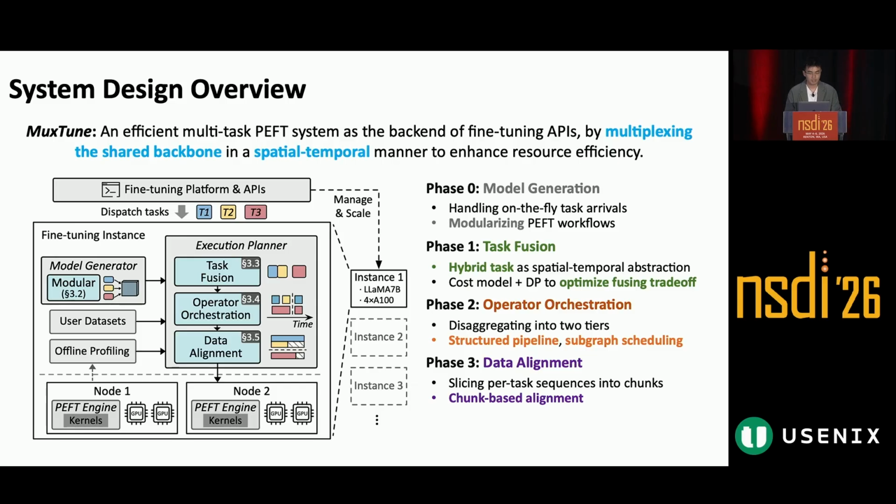Then we orchestrate the operators of hybrid tasks in 2 tiers, using a structured pipeline template to mitigate pipeline bubbles and subgraph-level scheduling to overlap communication in intra-stage parallelism. For a single hybrid task, we slice data into chunks and perform chunk-level alignment to remove ineffective padding while ensuring efficiency.